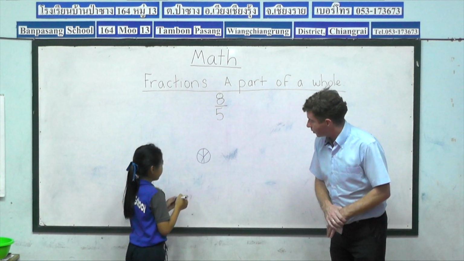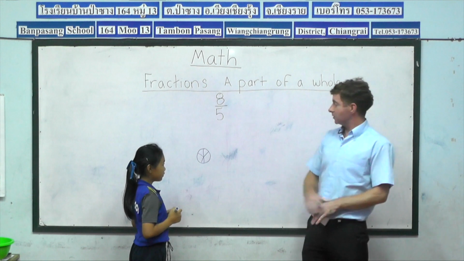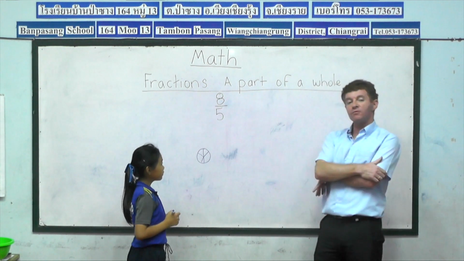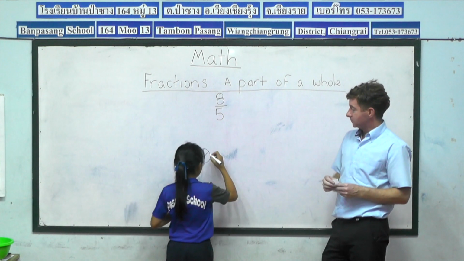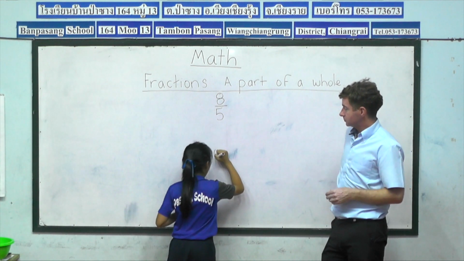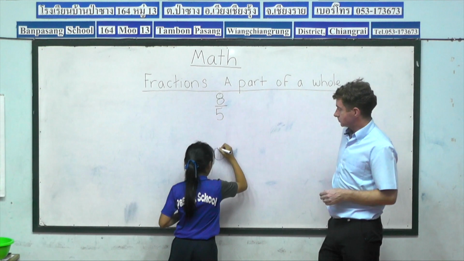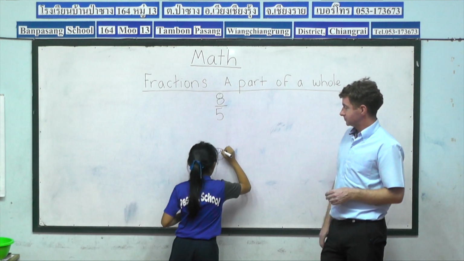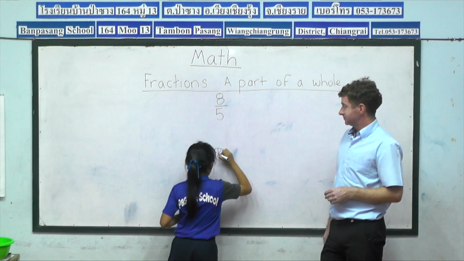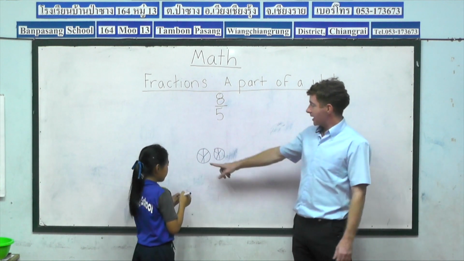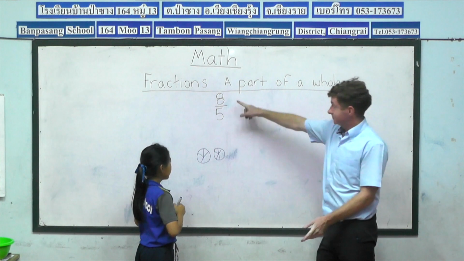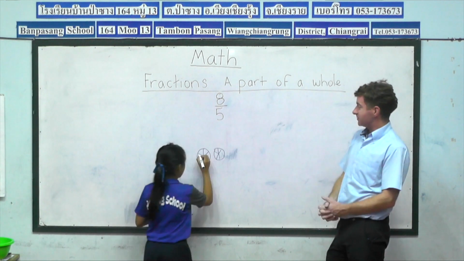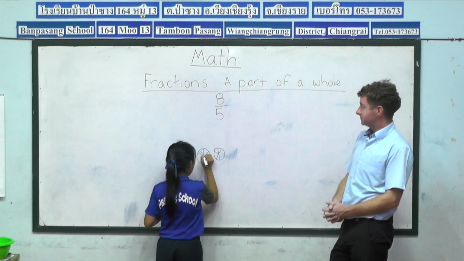Okay, so we've got 5 parts to our circle. So let's colour them all in blue first. So let's have 5 parts in blue, Nadia. Okay, so how many parts do we need in blue? 8. Okay, so let's have 8 parts in blue.